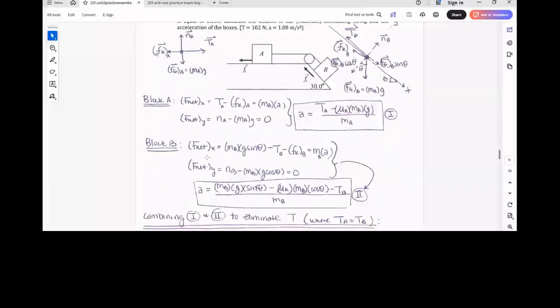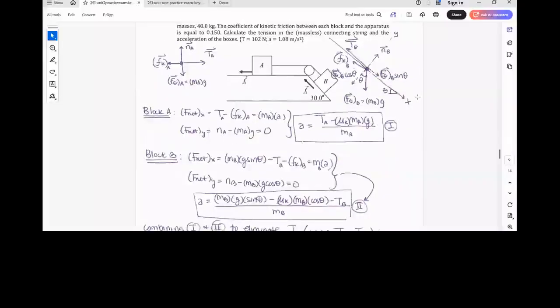I can define block B's acceleration by starting with block B's net force expressions. So in the x direction along the surface of the ramp, I've got the gravitational force times sine theta, so MB times g sine theta. TB points uphill, so I'm going to subtract that off.